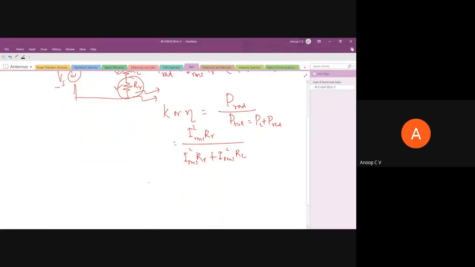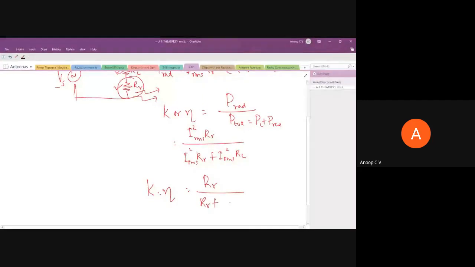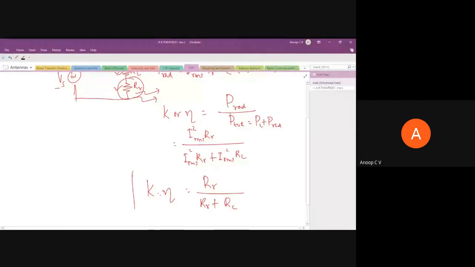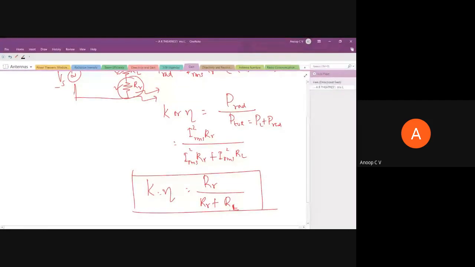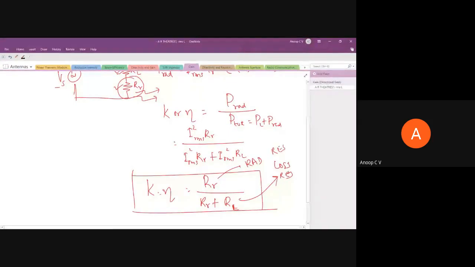So I can write K or eta equal to RR divided by RR plus RL, where RL is nothing but the loss resistance, and RR is nothing but the radiation resistance. This loss resistance can be the ohmic part of the antenna or the ohmic part of the transmission feed.